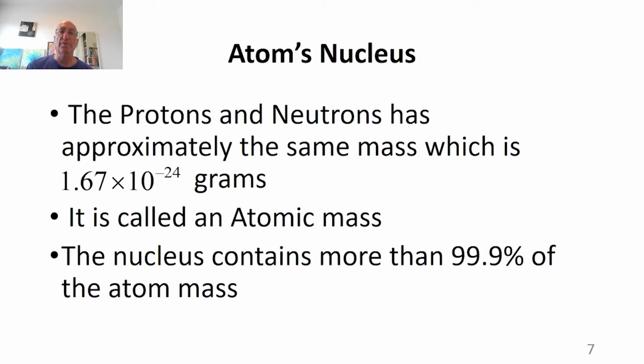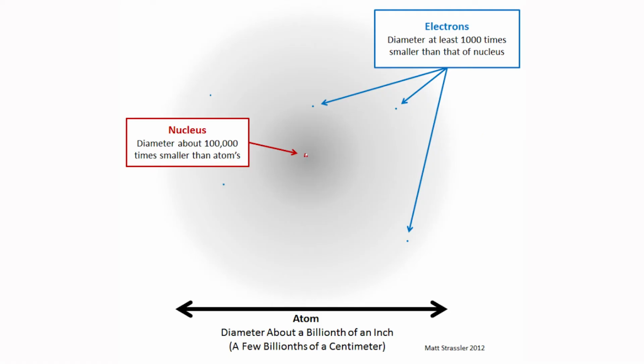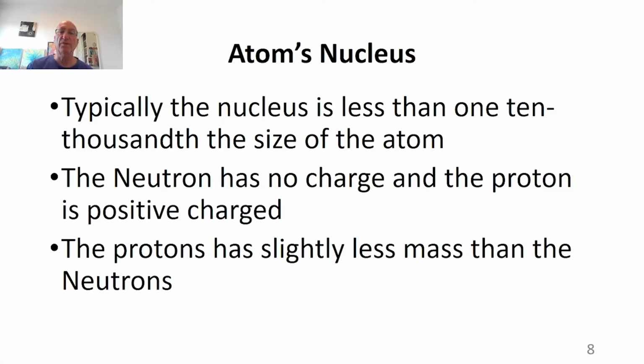The protons and neutrons have approximately the same mass, which is 1.67 multiplied by 10 to the power of minus 24 grams. It is called an atomic mass. The nucleus contains more than 99.9% of the atom mass. Typically, the nucleus is less than 1/10,000th the size of the atom. The neutron has no charge and the proton is positively charged. The proton has slightly less mass than the neutron.